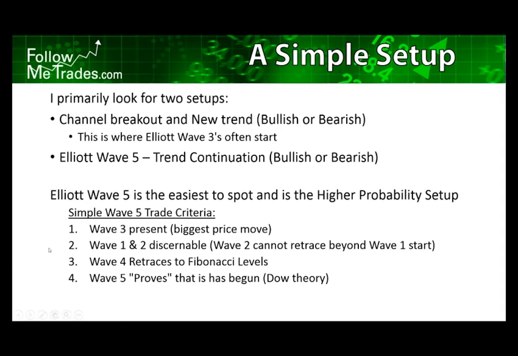So my favorite setup, Elliott wave 5. You have to have a wave 3. It's the biggest price move. I want to see a wave 1 and 2 before wave 3. A simple rule for wave 2 is it cannot retrace beyond the start of wave 1. I want to see wave 4 retrace to a Fibonacci retracement level. And I want to see wave 5 prove that it has begun, again using the Dow theory.